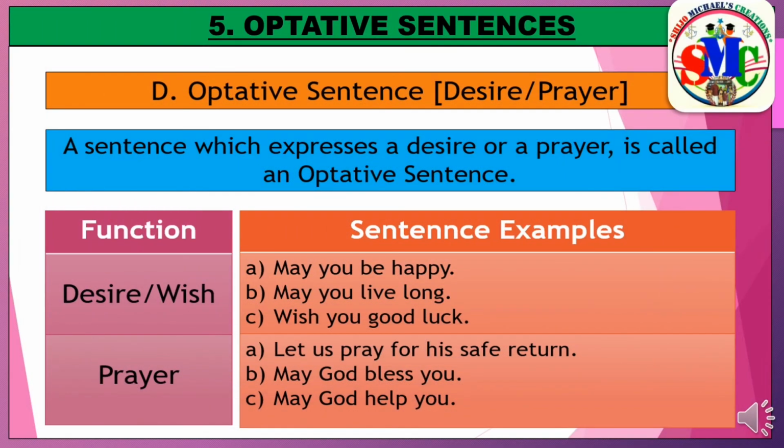Now let us learn about optative sentences. A sentence which expresses a desire or a prayer is called an optative sentence. For example, for desire and wish we may use: may you be happy, may you live long, wish you good luck, etc. Examples for prayers: let us pray for his safe return. May God bless you. May God help you, etc.